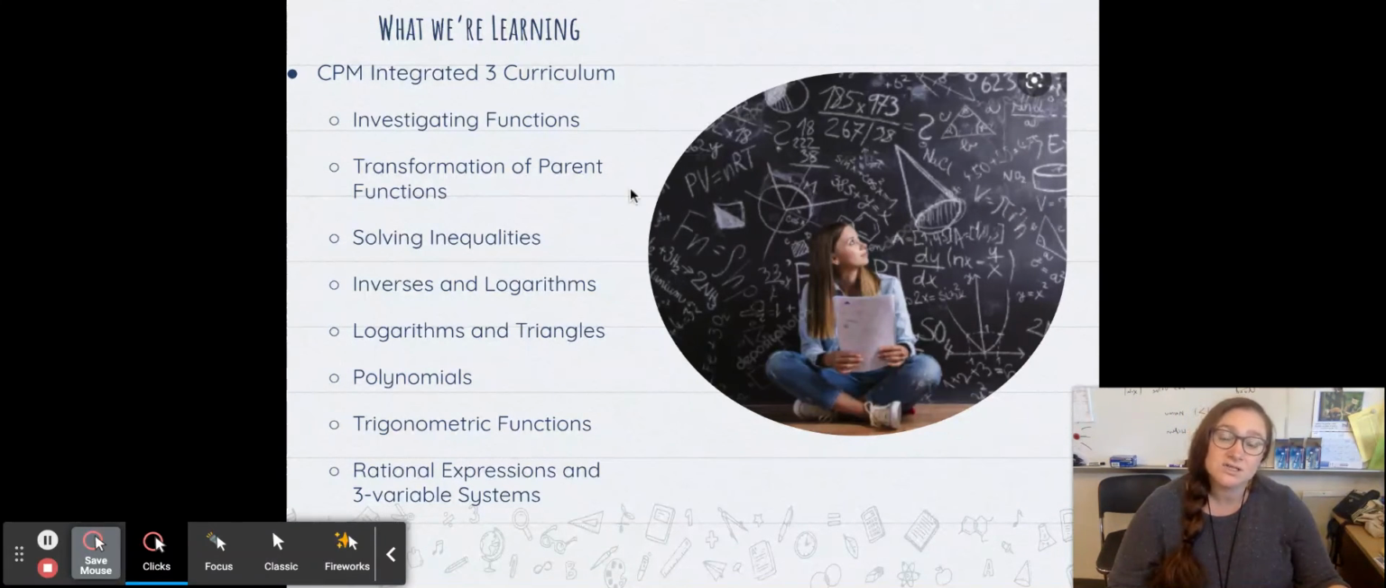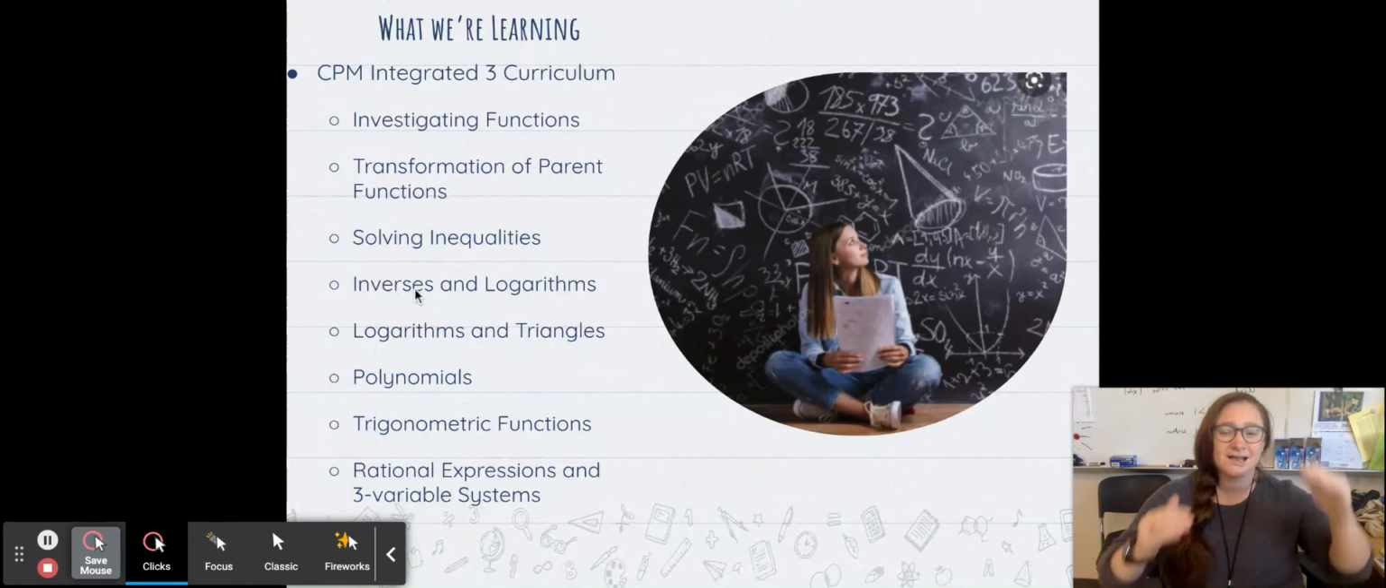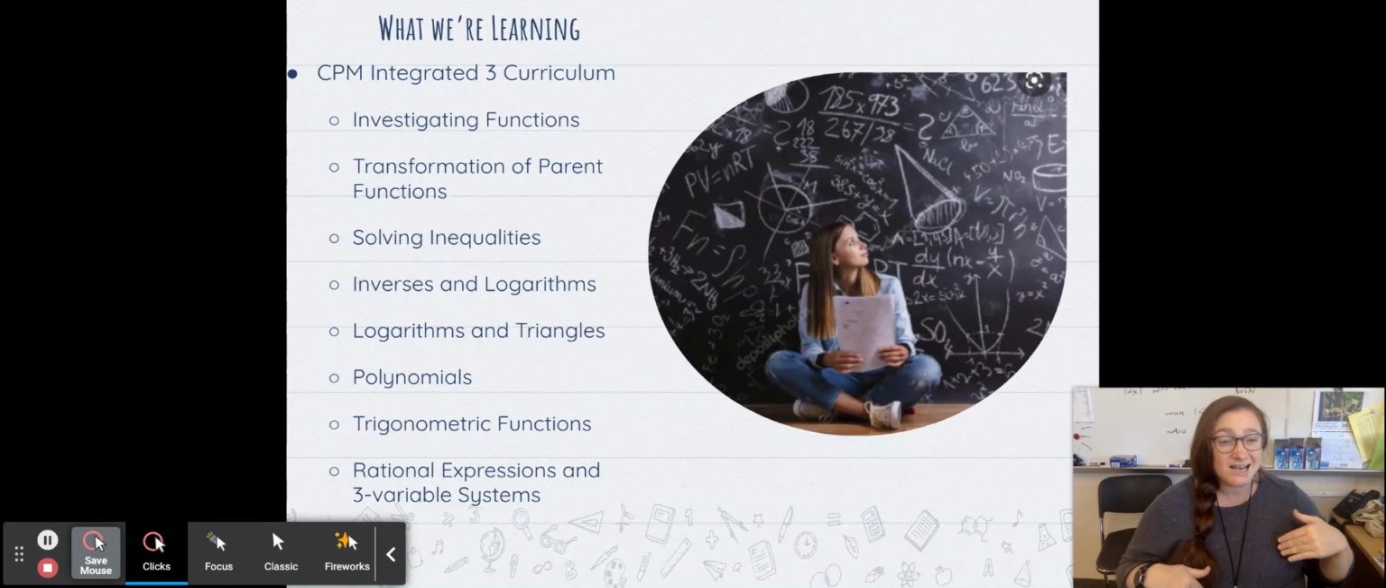So what we're going to get to before the end of this semester is we'll get up through inverse and logarithms. We're going to split that in half between the first semester and the second semester is the current plan. So right here is about where we'll get for the first semester, and then the rest of this is for the second semester. All right.